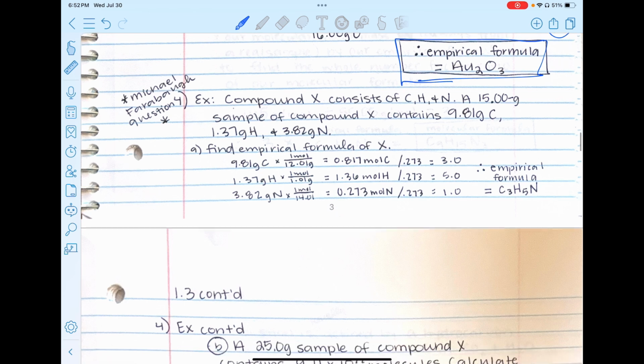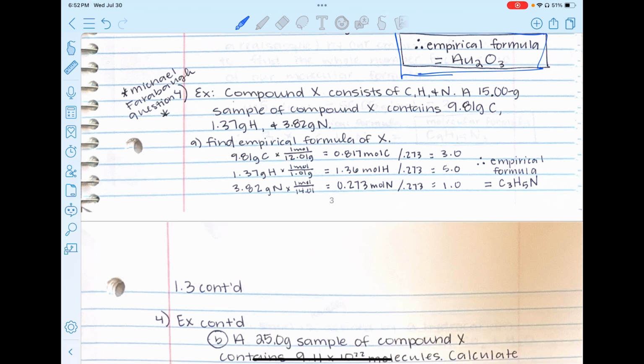So for this particular one, he told us that we have something called compound X, and it consists of carbon, hydrogen, and nitrogen, right? 3 things. And there's a 15-gram sample of this compound X. And we know that 9.81 grams of it are carbon, 1.37 grams of it are hydrogen, and 3.82 grams of it are nitrogen. And we are tasked with finding the empirical formula. So we're going through our 4 steps, right? So the first one tells us percent to mass. Okay, we don't have any percentages. Guess what that means? Well, in this case, we don't have to worry about finding a percentage. Yay for us.